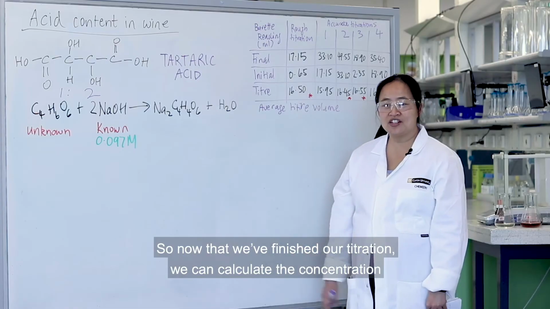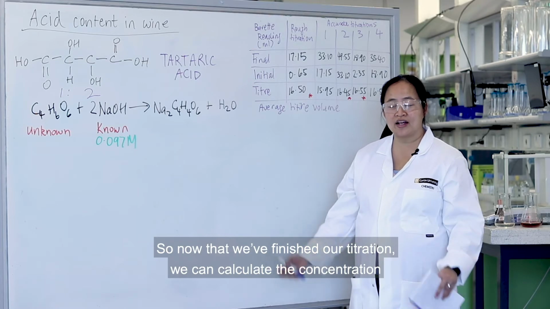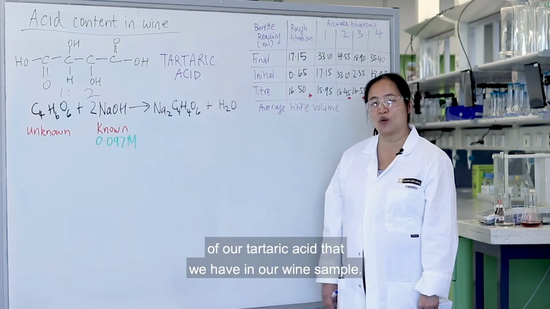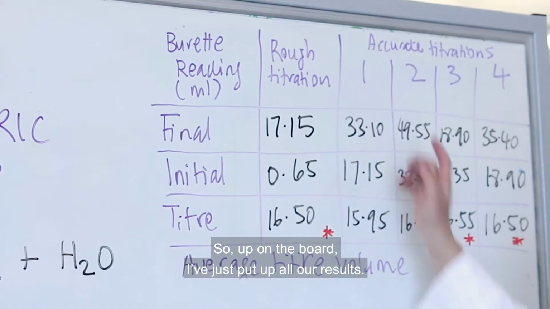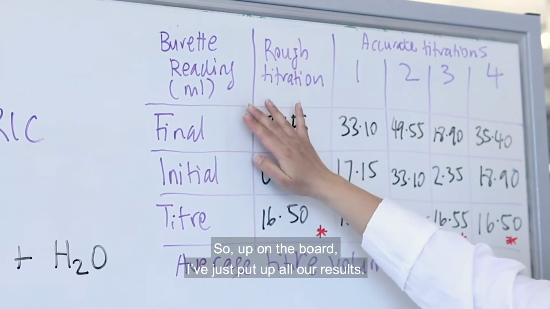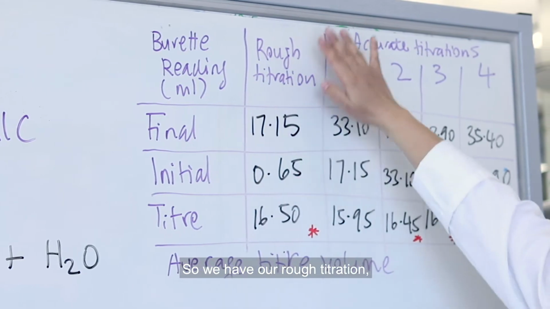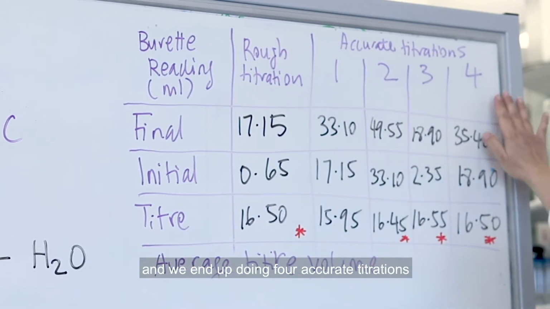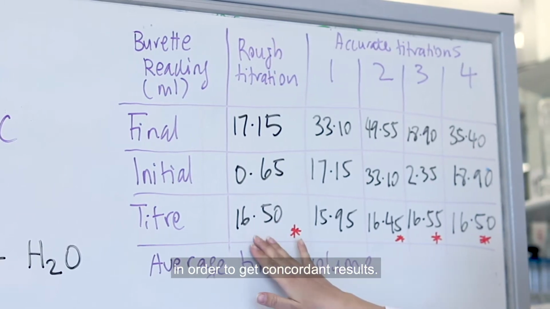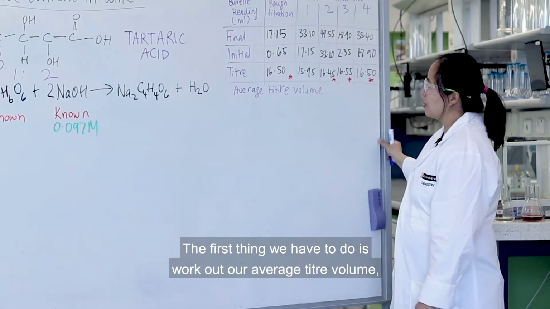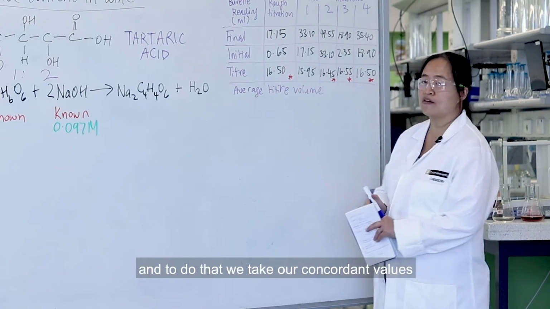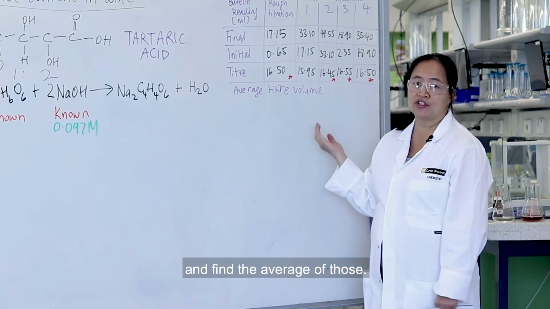So now that we've finished our titration, we can calculate the concentration of tartaric acid in our wine sample. Up on the board, I've put all our results. We have our rough titration, and we did 4 accurate titrations in order to get concordant results. The first thing we have to do is work out our average titer volume, and to do that, we take our concordant values and find the average of those.